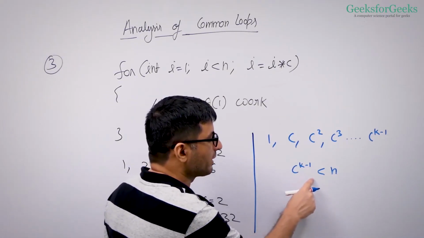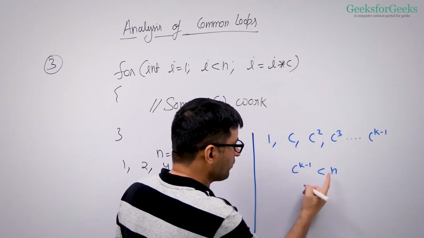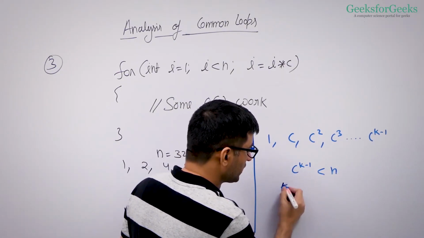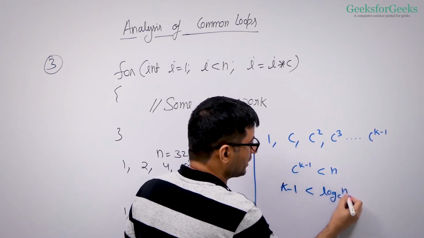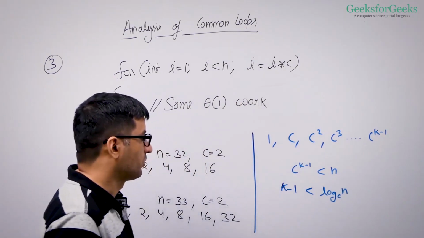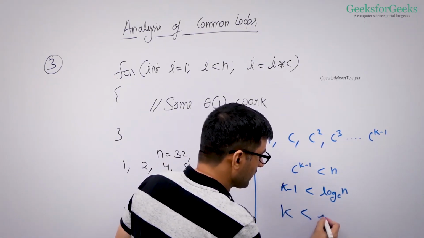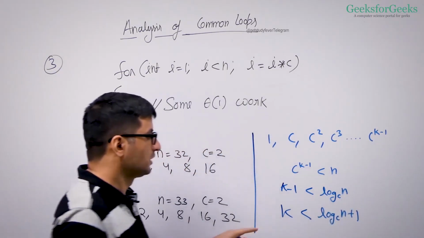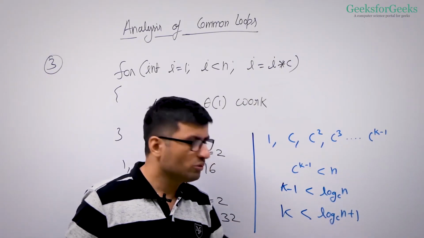So c raised to the power k minus 1 has to be smaller than n, and how do you find the value of k in such a situation? You take log on both sides. So you say k minus 1 has to be smaller than log base c of n. Then what do you say? K has to be smaller than log base c of n plus 1. Which means these many times this loop is going to run.